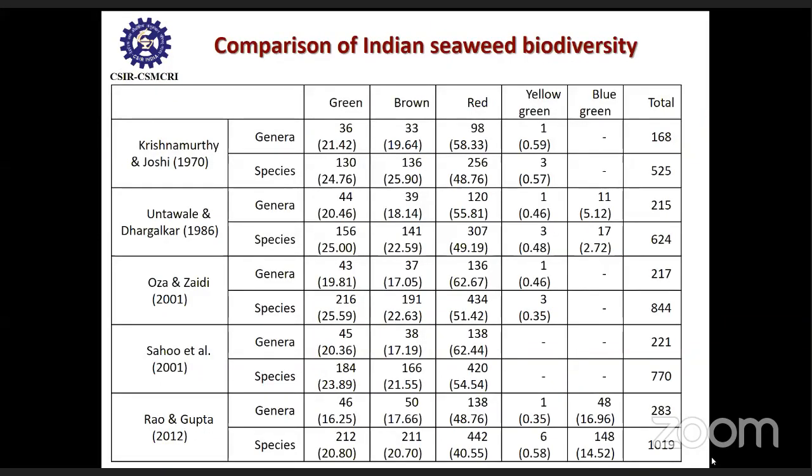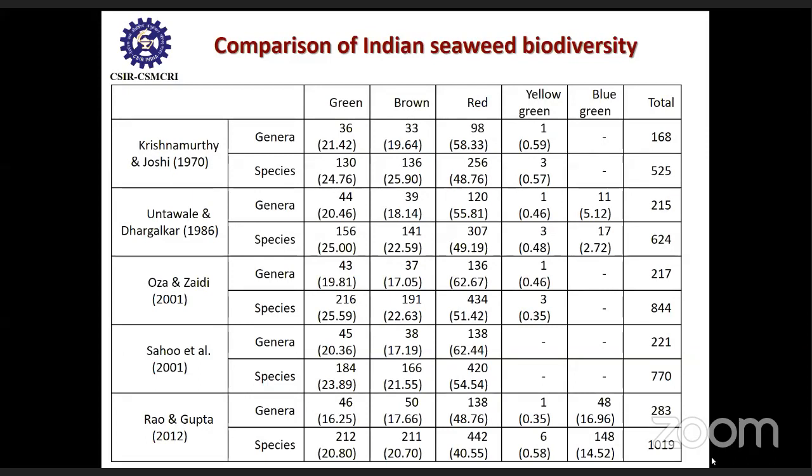Now I just gave a comparison of seaweed diversity. Kindly excuse me, I have also included class yellow green and blue green alga. Strictly speaking, they are not seaweeds, but they were added by earlier workers. So just to give comparison, I thought of adding everything so that the comparison becomes real. So far there are 5 checklists of Indian seaweed.